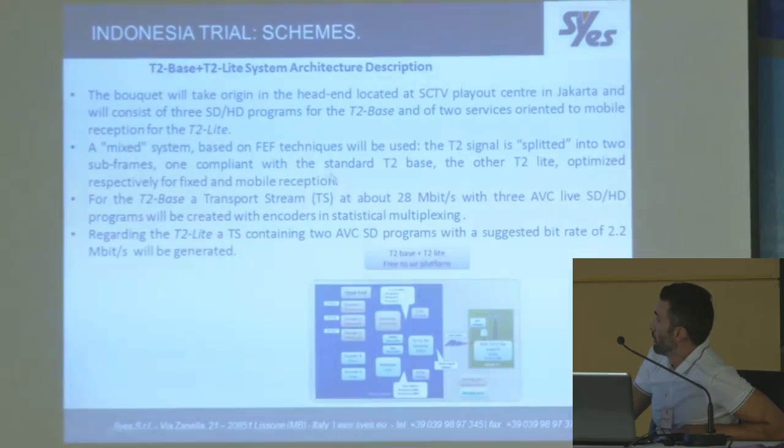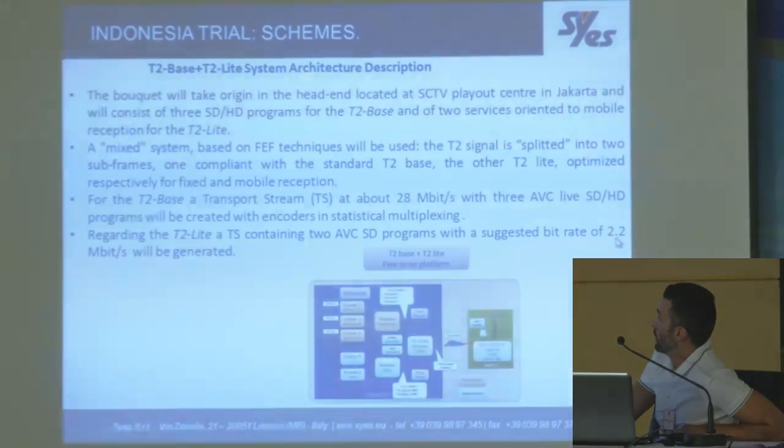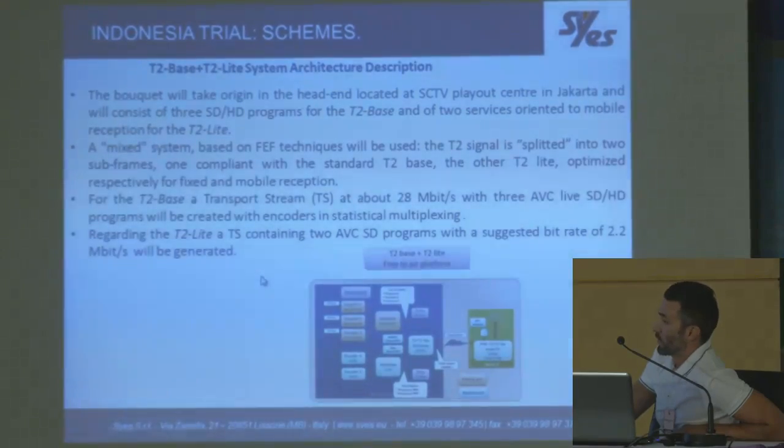And this is how the multiplex has been built. So there are some SD and HD programs from T2 base, and obviously they used a mixed FEF technique to transmit both light and base at the same time on the same channel using only 1 transmitter. For the base part, they use a 28 megabit per second SD and HD signal, while for the light part, they used a 2.2 megabit per second transport stream.